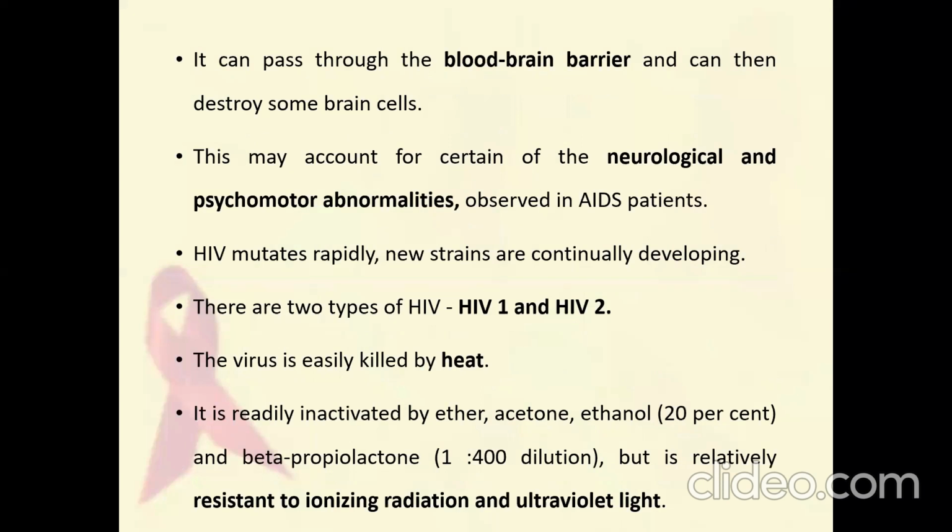It can pass the blood-brain barrier and destroy some brain cells, which leads to neurological and psychomotor abnormalities. As it is a virus, it mutates rapidly, and new strains are continuously developing. There are 2 types of HIV, HIV-1 and HIV-2. This virus is easily killed by heat. It is readily inactivated by ether, acetone, ethanol, beta-propiolactone, but it is resistant to ionizing radiation and ultraviolet light.